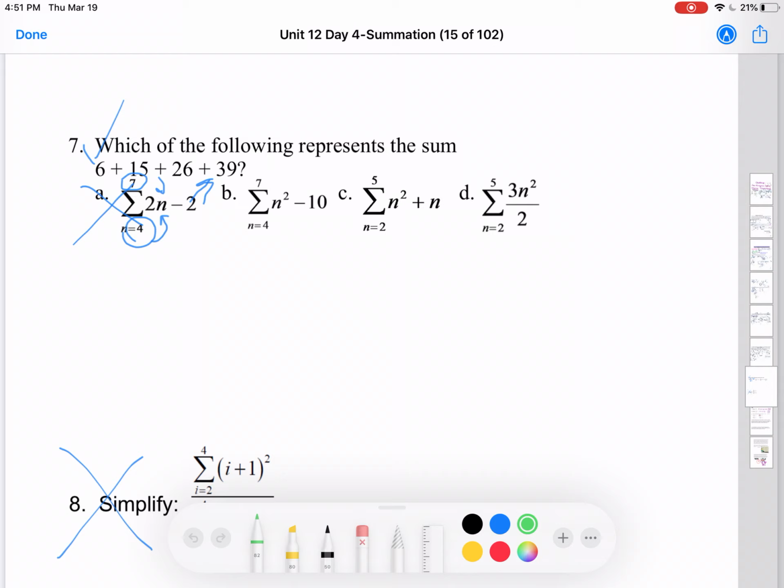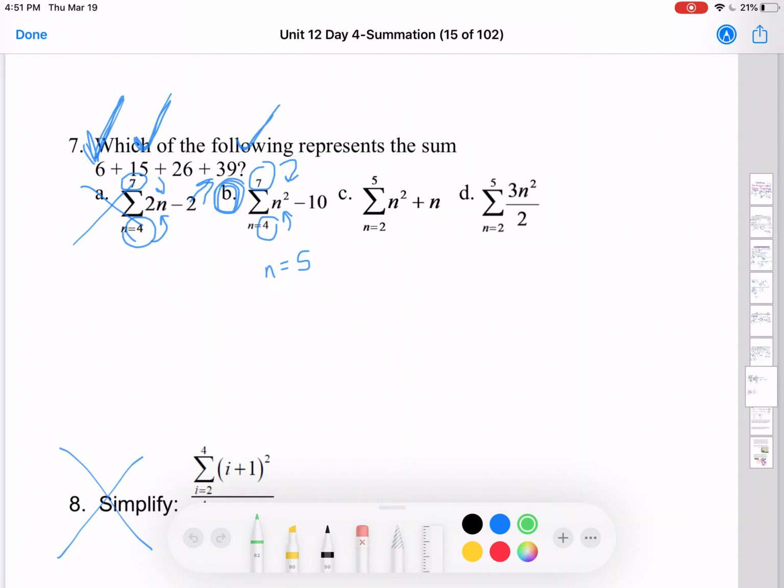All right, let's try this one. Let's put in 4. 4 squared is 16, minus 10 is 6. Okay, that looks good. Let's check out the last one. 7 squared is 49, minus 10 is 39, so that looks good. But just be careful. We should check one in between. Let's check n is 5. If I put in 5, 5 squared is 25, 25 minus 10 is 15, and 15 is my second term, so that does look good. So choice B would be my answer.